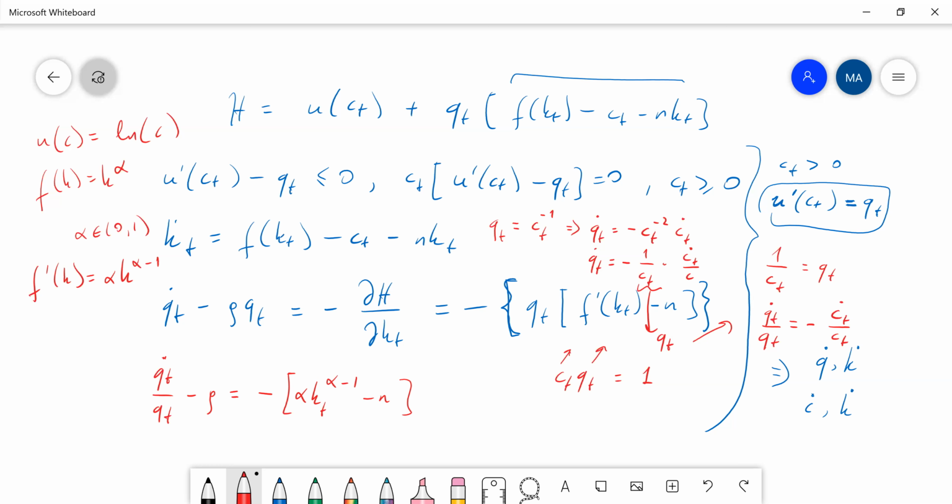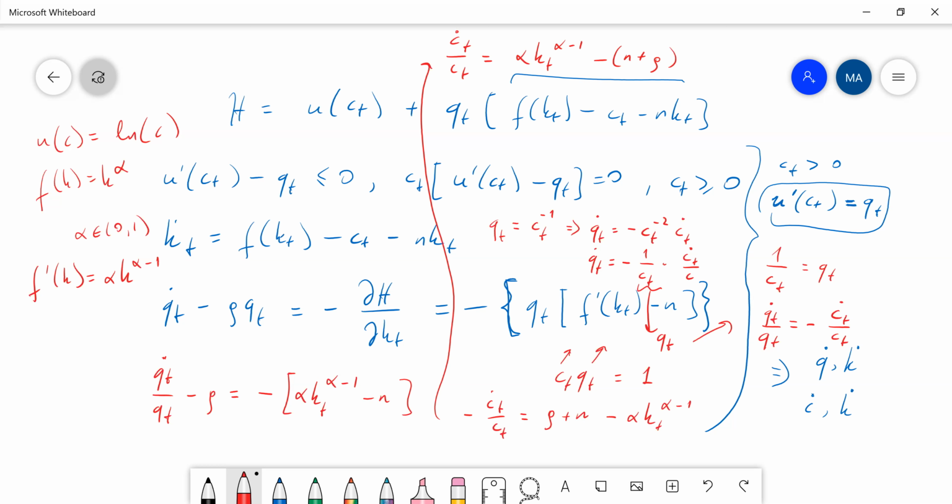So what do I know about this? Well, it is again related with C dot_t, right? So I have something like this: minus C dot_t over C_t equals rho plus n minus alpha K_t to the alpha minus 1. Or you can actually write this in this form: C dot_t divided by C_t equals alpha K_t to the alpha minus 1 minus n minus rho. Okay.